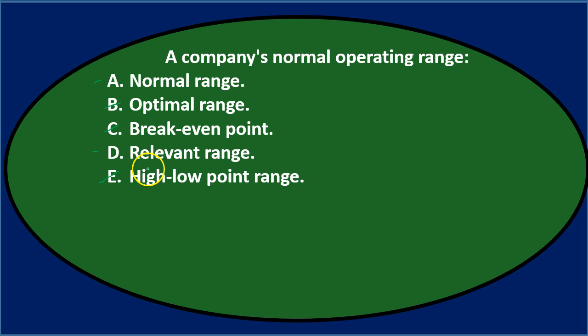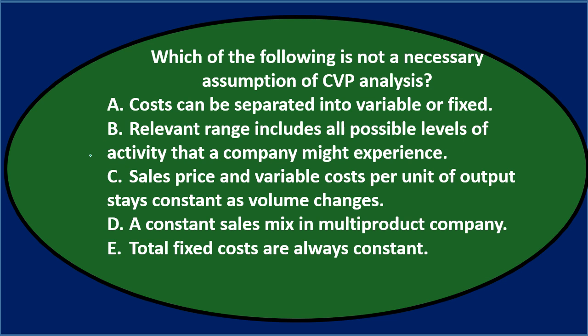What we hear a lot is the relevant range a lot. So this would be the term that would typically be used, although this term seems like it would work. If we use that term, people would probably know what we were saying. But this is going to be the book term, the definition term. Let's go through it again. Final answer: a company's normal operating range, D, relevant range.